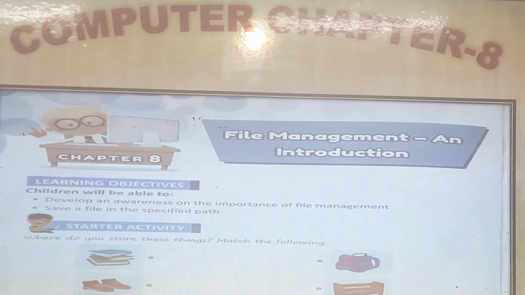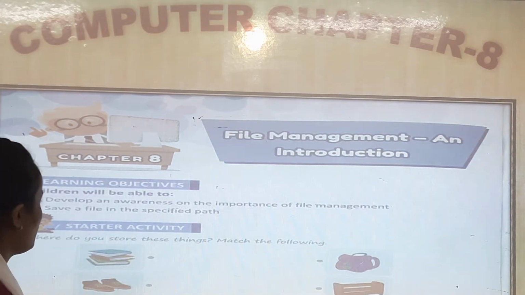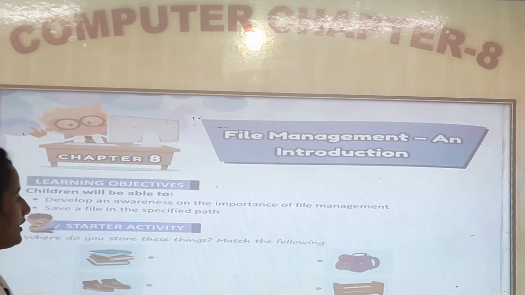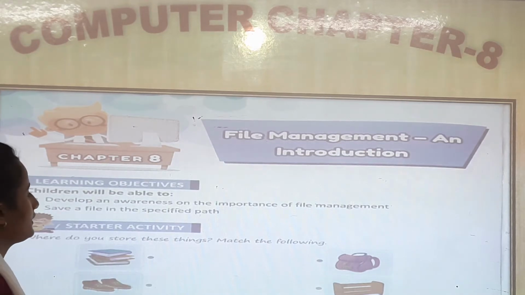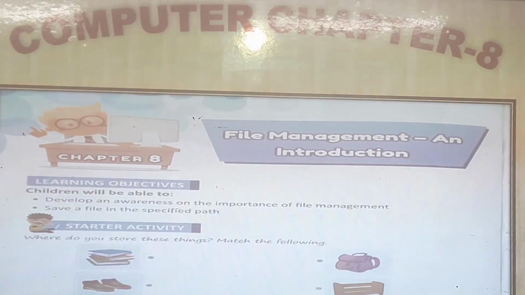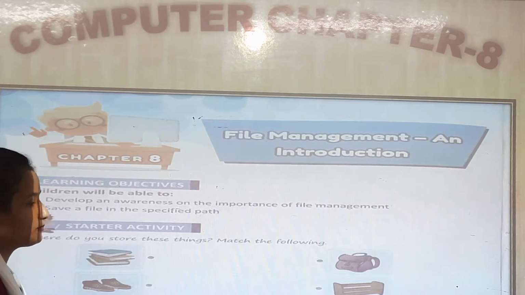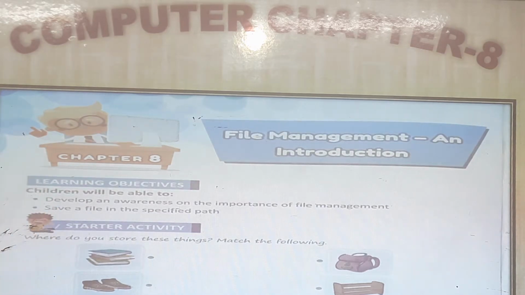Learning objectives. Children will be able to develop an awareness of the importance of file management and save a file in a specific path. So this is the activity work. You can do this in your book. This is your homework. Where do you store these things? Match the following. You have to match these pictures in your book.